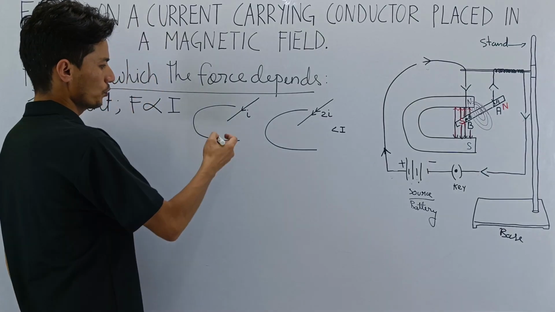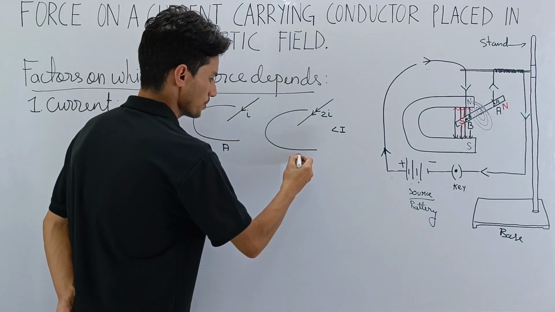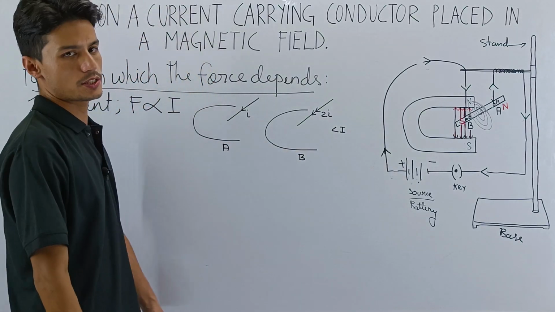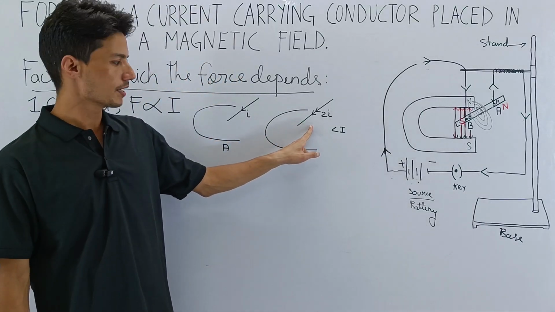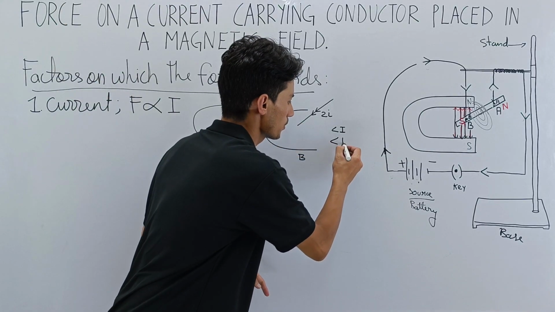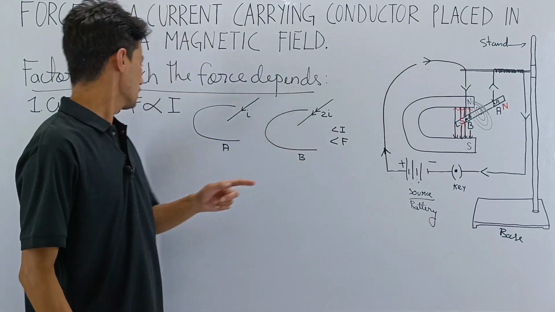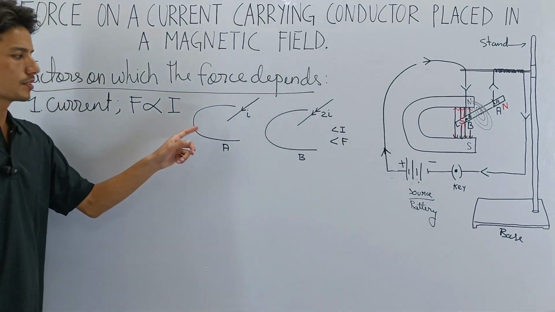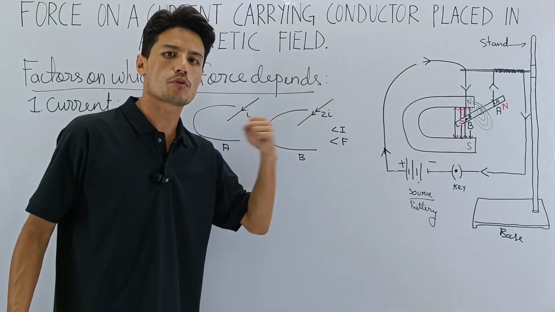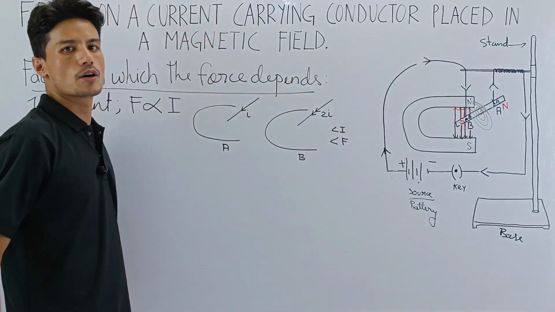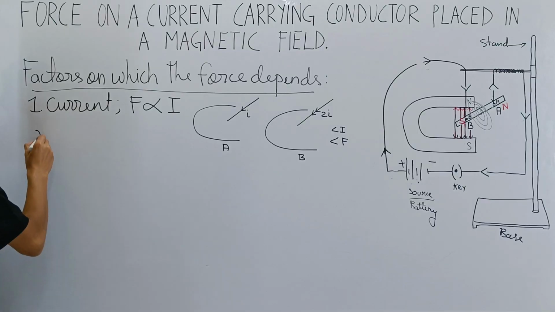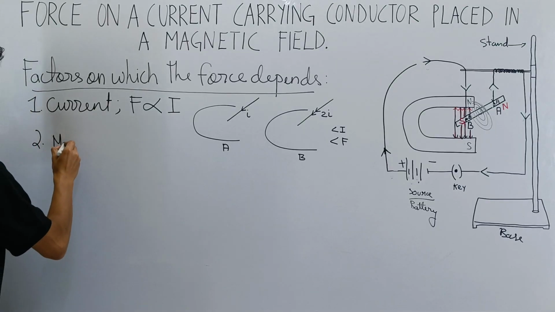Now, in which case, A or case B, will the force experienced by the conductor be more? Correct, it will be in B. The force experienced by the conductor will be more in B because the force is directly proportional to current. That means the more the current, the more the force. That means if more current comes, then the force will be more. Then number 2, it is magnetic field.